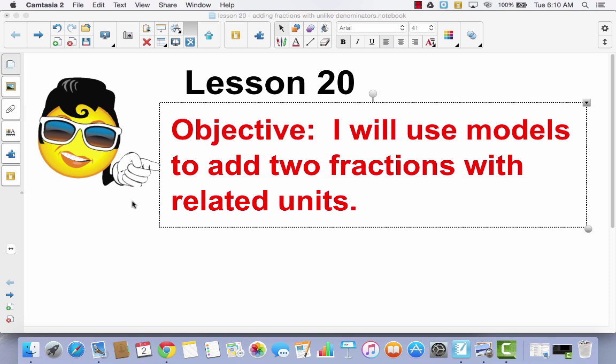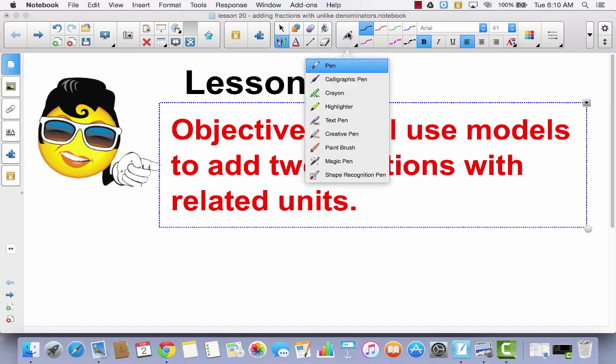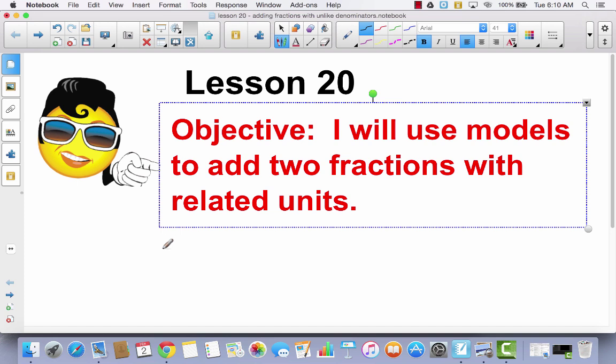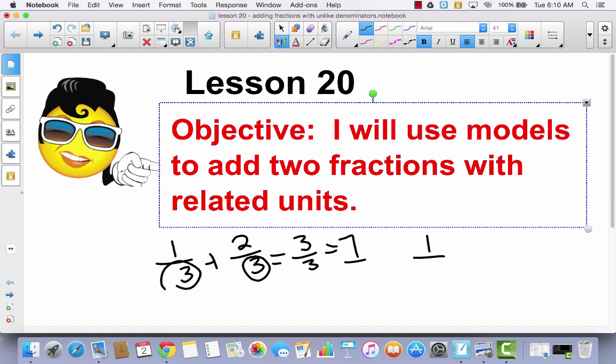Lesson 20, I will use models to add two fractions with related units. So far we've talked about adding and subtracting fractions, and every time we added and subtracted fractions, we had like units. For example, we've been adding fractions that looked like this. We've said, okay, well, what is 1/3 plus 2/3? Well, that equals 3/3 or 1. These are like units. Today we're going to see how we can add fractions that have related units.